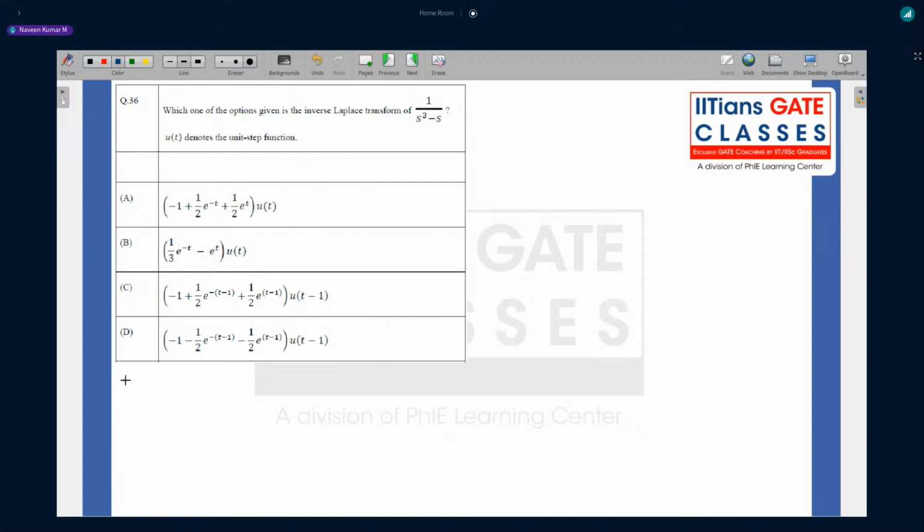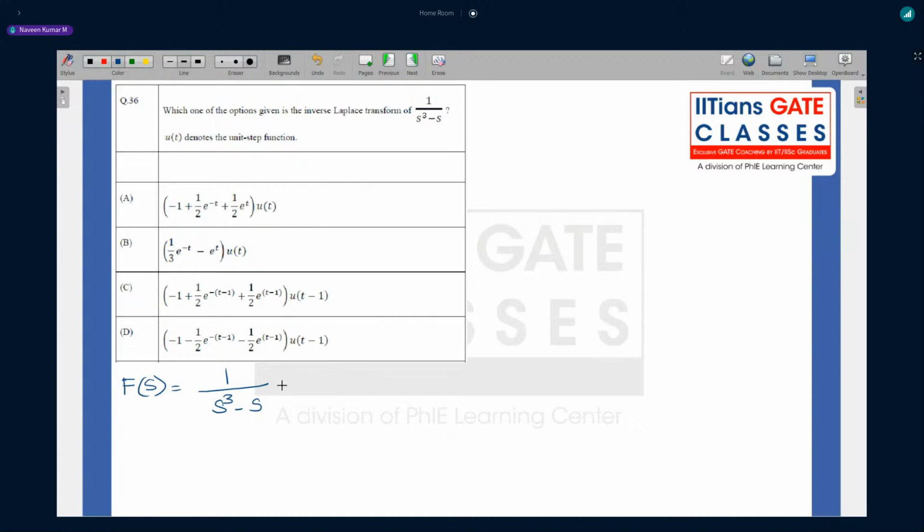So what is given? We'll write the function as f of s is equal to 1 by s cubed minus s. The simple trick here is to know one simple formula: what is the inverse Laplace of 1 by s minus a, 1 by s minus b, something like that. And also you have to split this into partial fractions, because that is what you have to do, right?